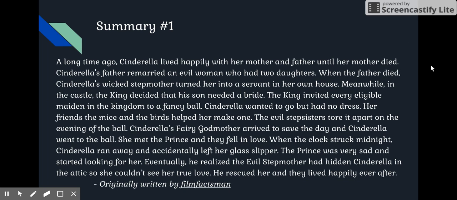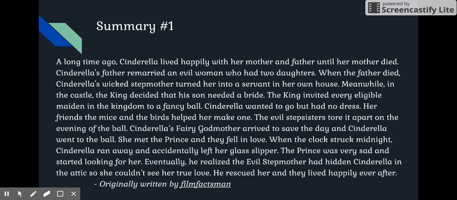So here is our summary number 1. A long time ago, Cinderella lived happily with her mother and father until her mother died. Cinderella's father remarried an evil woman who had 2 daughters. When the father died, Cinderella's wicked stepmother turned her into a servant in her own house. Meanwhile, in the castle, the king decided that his son needed a bride. The king invited every eligible maiden in the kingdom to a fancy ball. Cinderella wanted to go but had no dress. Her friends, the mice and the birds, helped her make one. The evil stepsisters tore it apart on the evening of the ball.